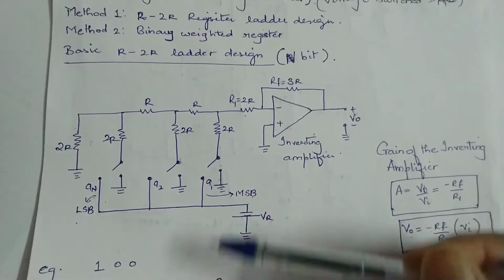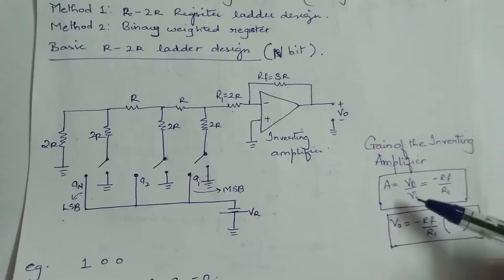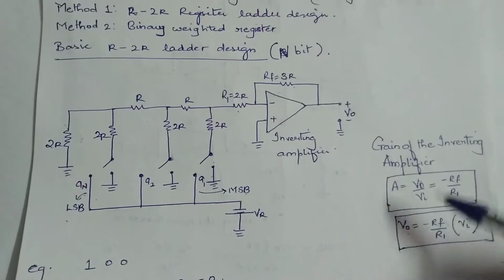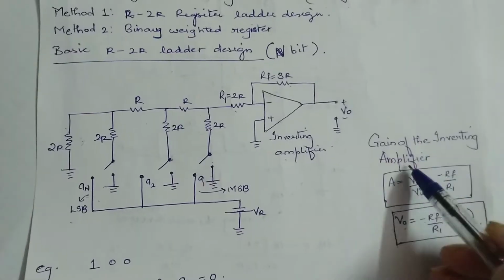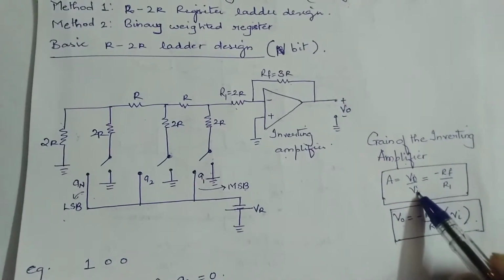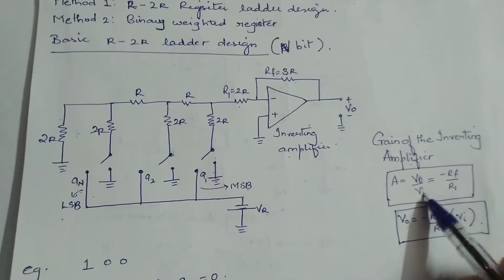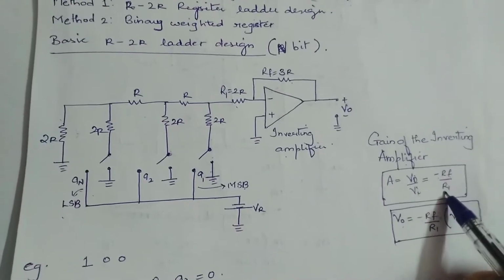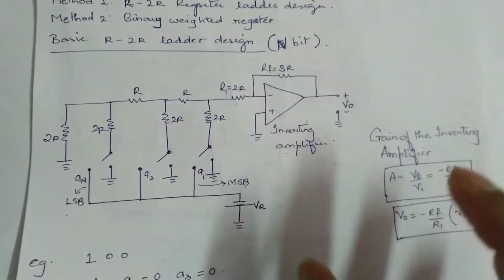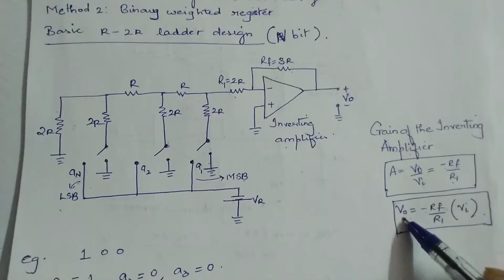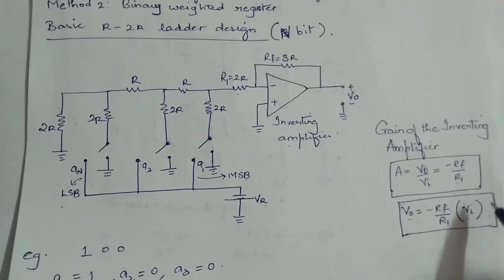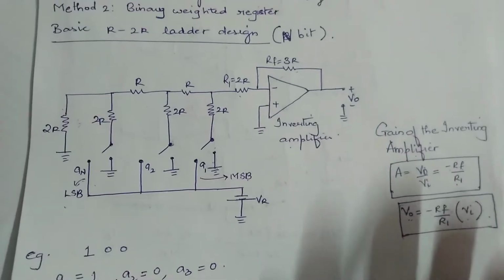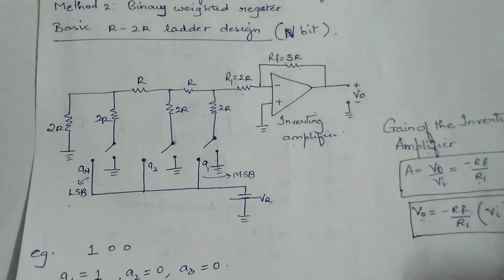Before solving any problem, we need to know one formula regarding the inverting amplifier. The gain of an inverting amplifier is given by V0 upon Vi, output voltage upon input voltage, which is equal to minus Rf upon R1 in the case of an inverting amplifier. So V0 will be minus Rf upon Ri into Vi. This is the main formula which you need to remember throughout, so that we can solve the problem.